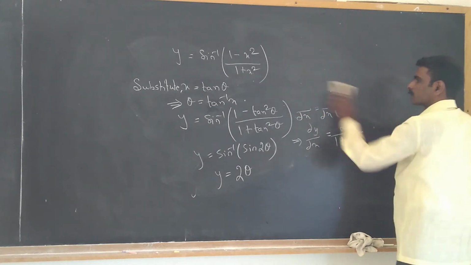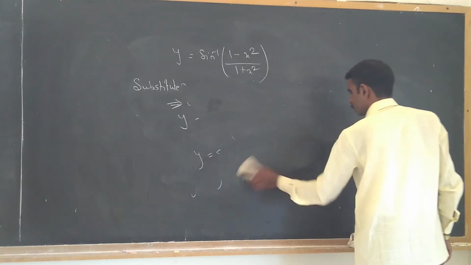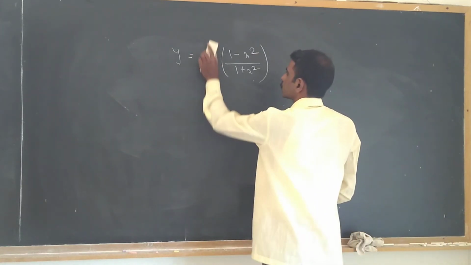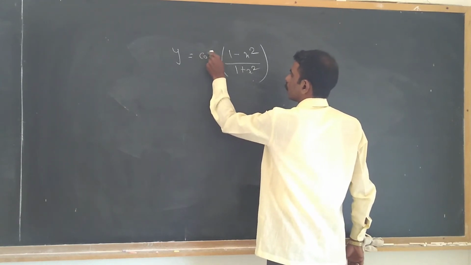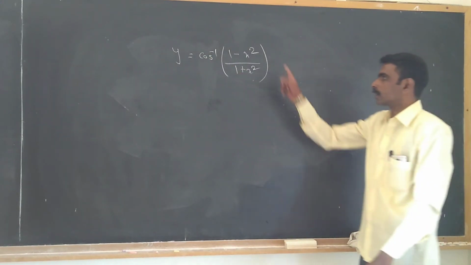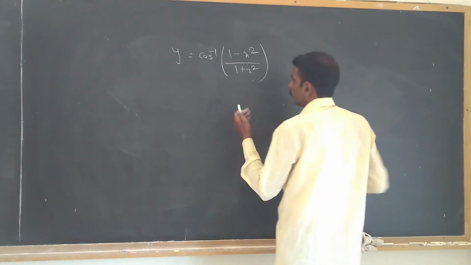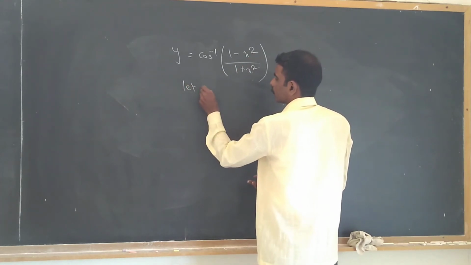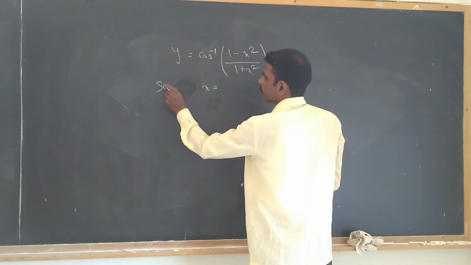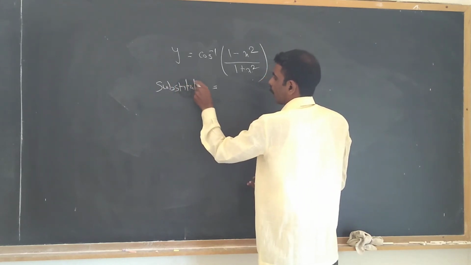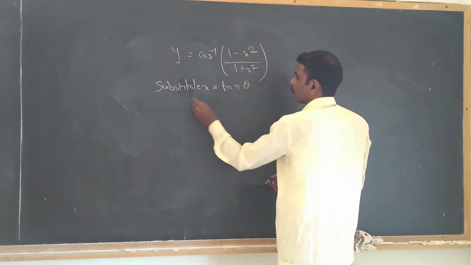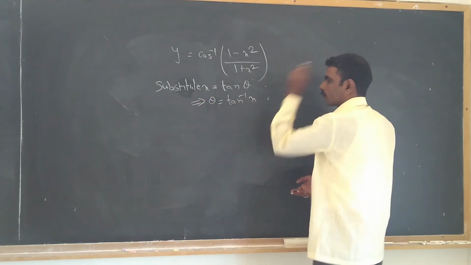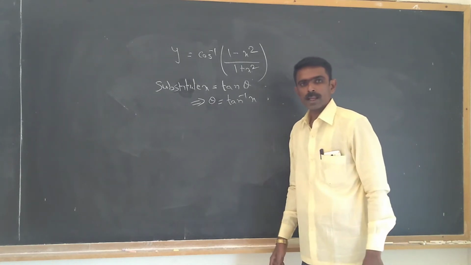Now the next one I am going to slightly change. Instead of sine inverse, I am going to take cos inverse here. y is equal to cos inverse of (1 minus x square) divided by (1 plus x square). Here again the same substitution. Substitute x equals tan theta again. This implies theta will be equal to tan inverse of x.